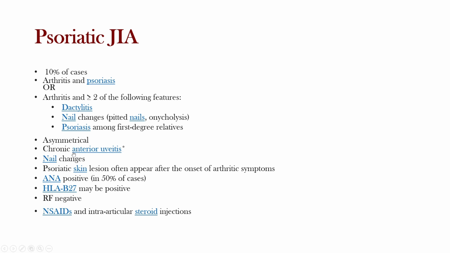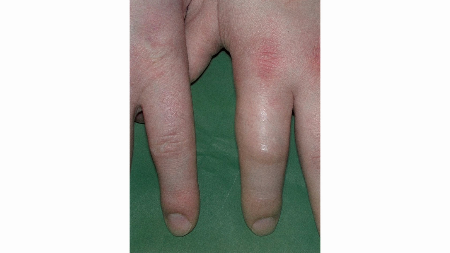You'll have chronic anterior uveitis as well, nail changes, and psoriatic skin lesions. ANA, anti-nuclear antibody, will be positive in 50% of the cases, but the specific one, HLA-B27, will be positive. Rheumatoid factor is negative. The treatment will be NSAIDs and intra-articular steroids.